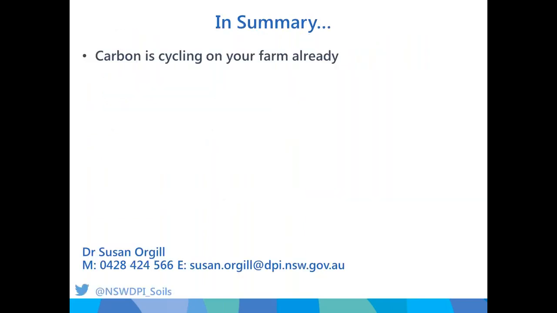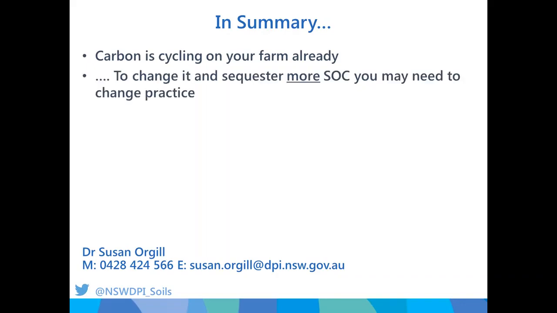So in summary, carbon is already cycling on your farm. I spoke to Abby and Luke earlier about the carbonomics. So where you've got carbon that's the currency that plants use, and they trade this with our soil microbes for goods and services, for nutrients, and that's already happening. To change it, to sequester more carbon, in some cases you might need to change practice, and there's a lot of information on that out there.